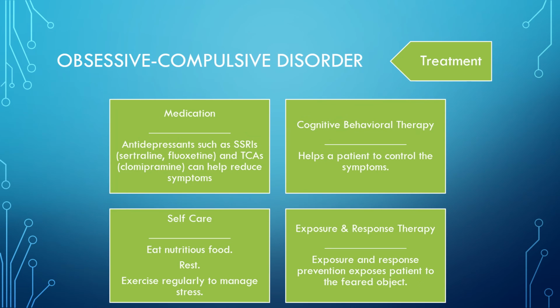Some treatment modalities you might see in a patient with obsessive compulsive disorder are medications, typically antidepressants such as SSRIs and TCAs, cognitive behavior therapy, which can help the patient control the symptoms, exposure and response therapy, which helps expose the patient to the feared object to develop a tolerance to it, and then self-care such as eating nutritious food, getting lots of rest, exercising regularly to manage stress.